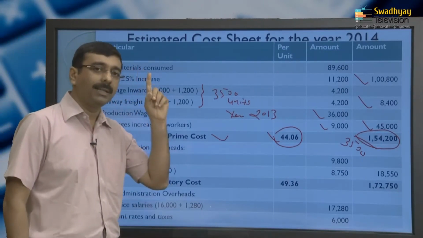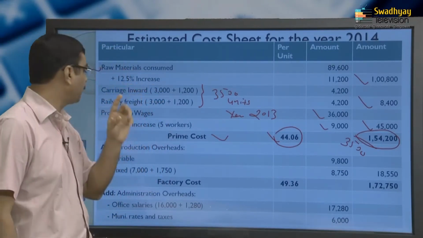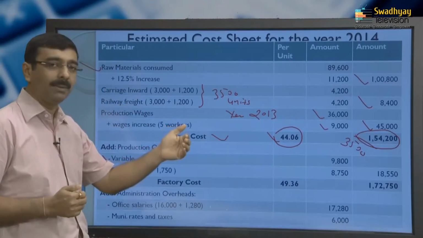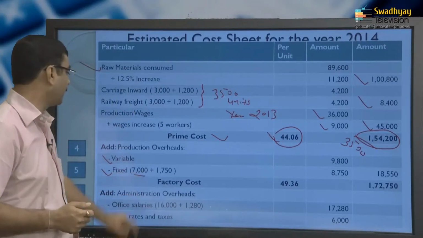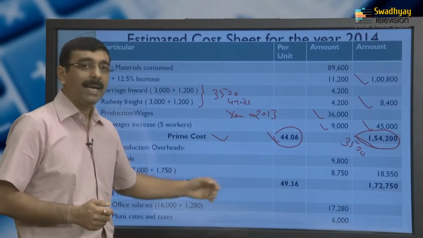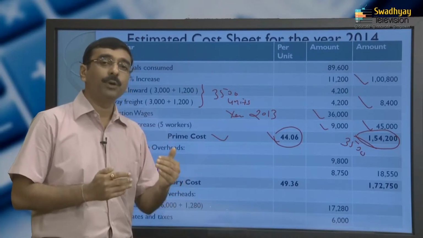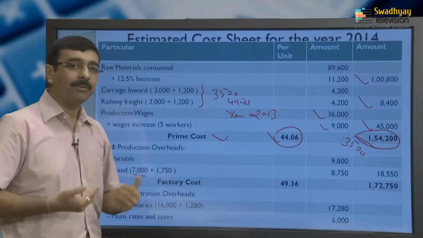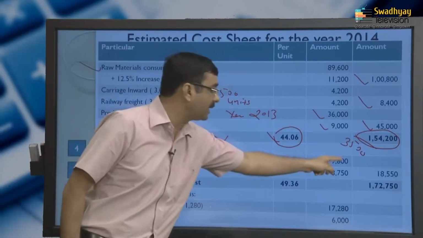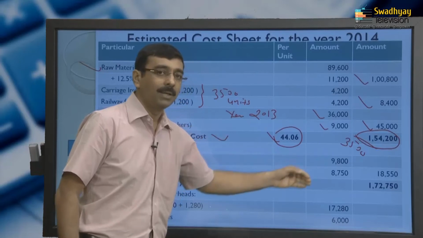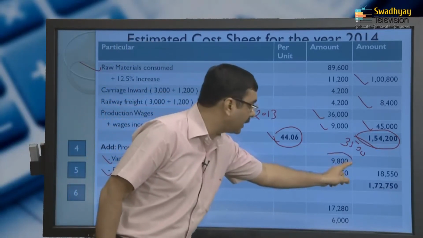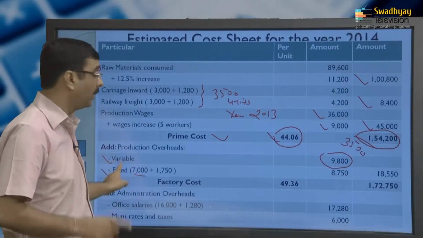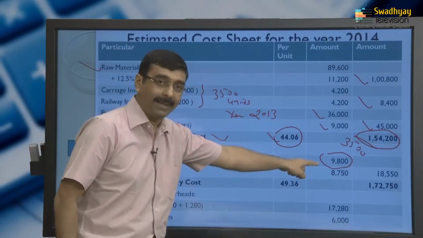In the year 2013 there were total production expenses of 14,000, and it was divided 50-50, 7,000 rupees for variable and 7,000 rupees for fixed. 7,000 was variable and that was actually incurred for 2,500 units. In the year 2014, with the change to 3,500 units, we find out how much proportionate change there is in the variable expenses. So the proportionate change comes to 9,800 rupees. So in year 2014, production expenses variable proportionately change and it comes to 9,800.